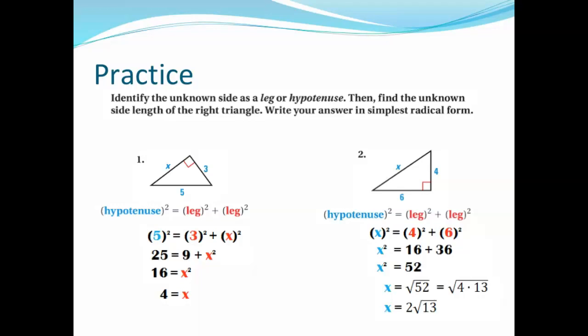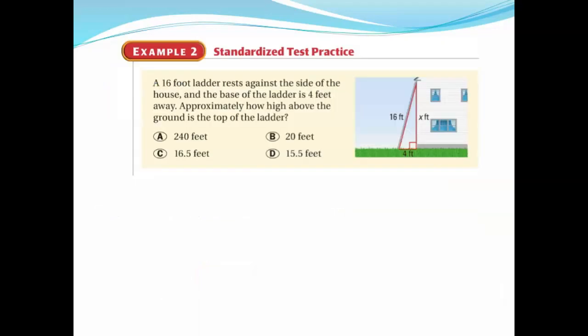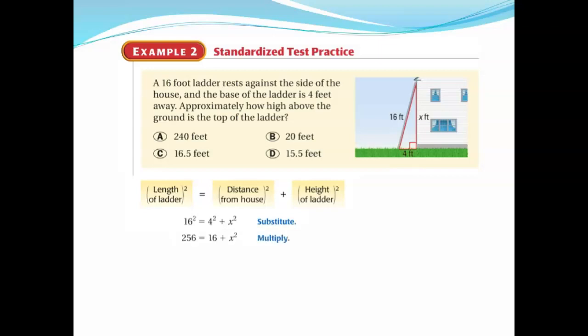Let's look at example 2. A 16-foot ladder rests against the side of the house, and the base of the ladder is 4 feet away. Approximately how high above the ground is the top of the ladder? Now, applying the Pythagorean theorem, we have 16 squared equals 4 squared plus x squared. So that's 256 equals 16 plus x squared.